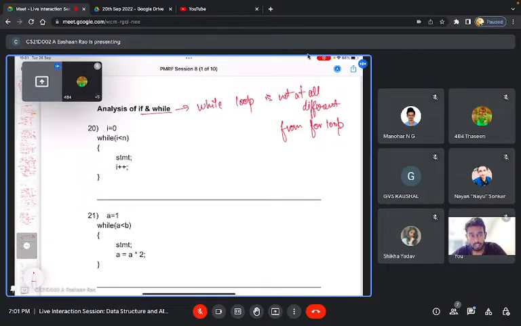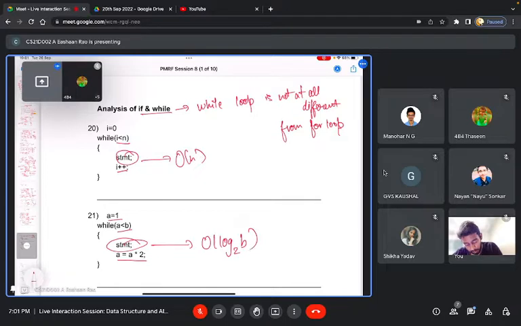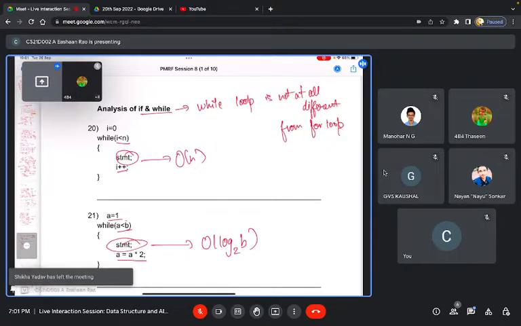That is something we have to understand. In this, i equal to 0, i less than n, i plus plus, it will still run for order of n time. Same with i equal to 1, i less than b, a equal to a into 2, where it is incrementing in multiples of 2. The statement will run for order of log b base 2, since here instead of n we are keeping b. So the difference is not that much.